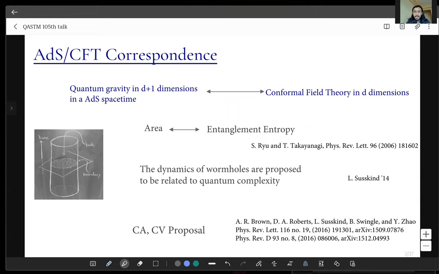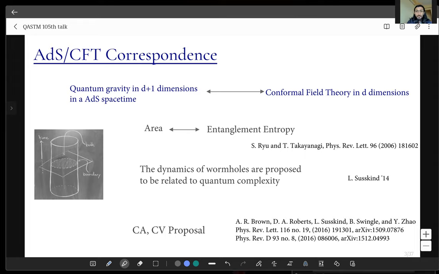So Ryu Takayanagi, in the year 2006, gave this area and entanglement entropy proposal. So it's the famous Ryu-Takayanagi formula: the area of the extremal surface inside the bulk is related to the entanglement entropy of the boundary CFT. That was the first time, obviously others were used, but this was quite a seminal work in which entanglement entropy was used for the first time in AdS/CFT.